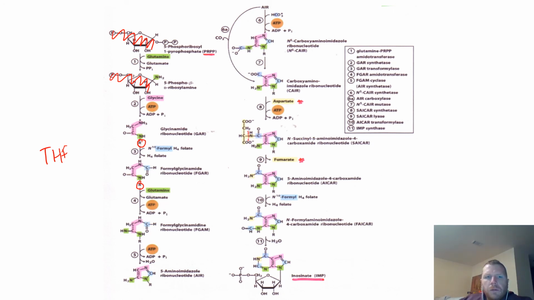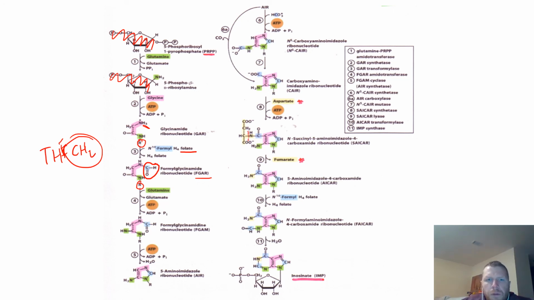What that was using was transferring one CH2. This THF is a carrier of carbons, a single carbon, and this one in particular is a carrier of folate. We're going to add that folate right here on what was the N-termini of our glycine residue, and we're going to make this formyl glycinamide ribonucleotide, FGAR.